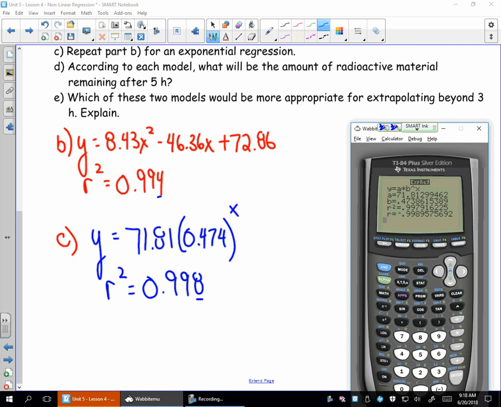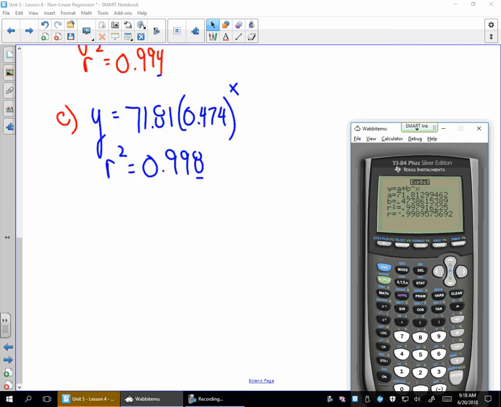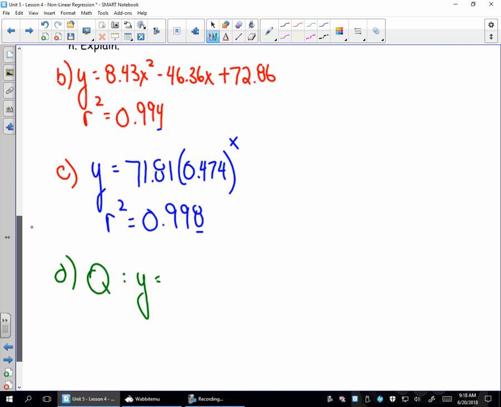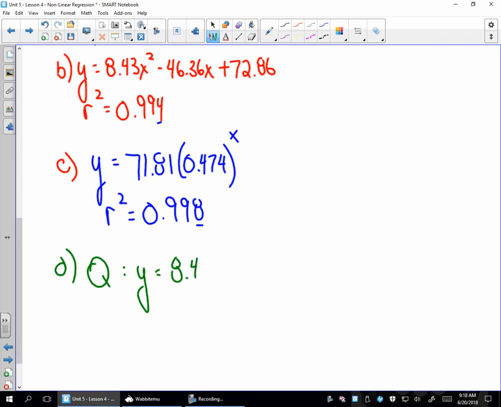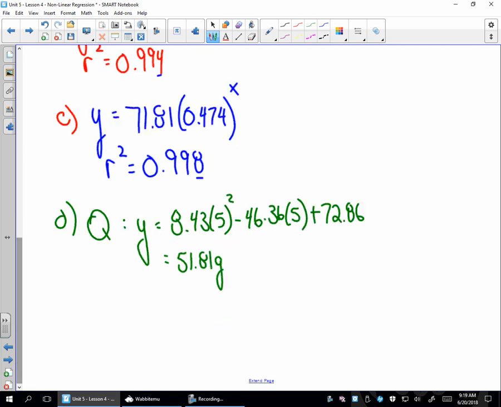According to each model, what will be the amount of radioactive material remaining after 5 hours? So let's see what happens when x is 5. I'm going to try the quadratic one first. If we put x is 5 into our equation, we get 8.43 times 5 squared, 46.36 times 5, and 72.86. Into our calculator, I got about 51.81 grams.